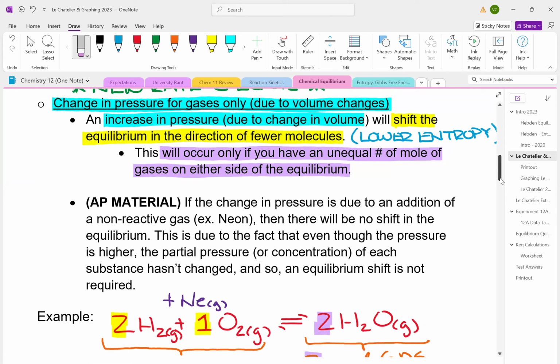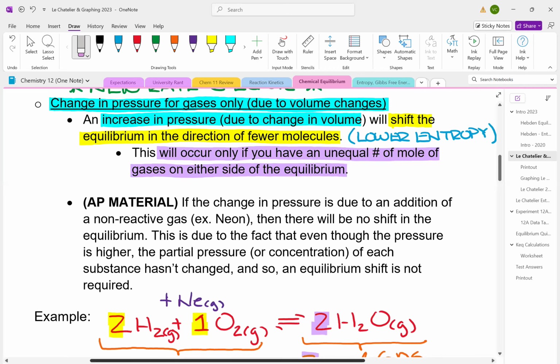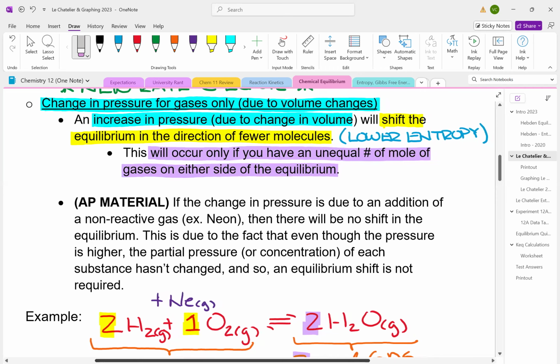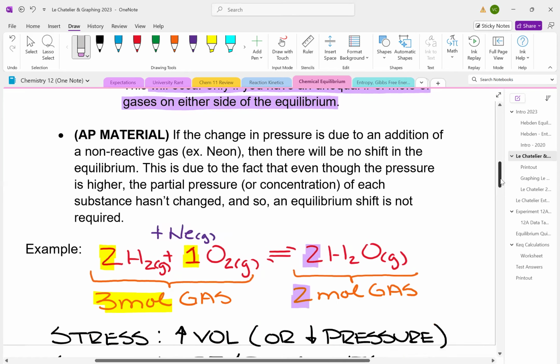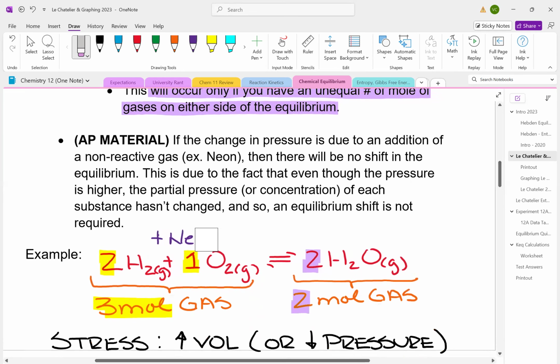Now, back in the last lesson with this grade 12, I only focused on the increase or decrease of pressure, or the change in volume, and how that affects equilibrium. What I want to talk about with you folks today is that there is another way that we can change the pressure, and it is by adding a non-reactive gas.